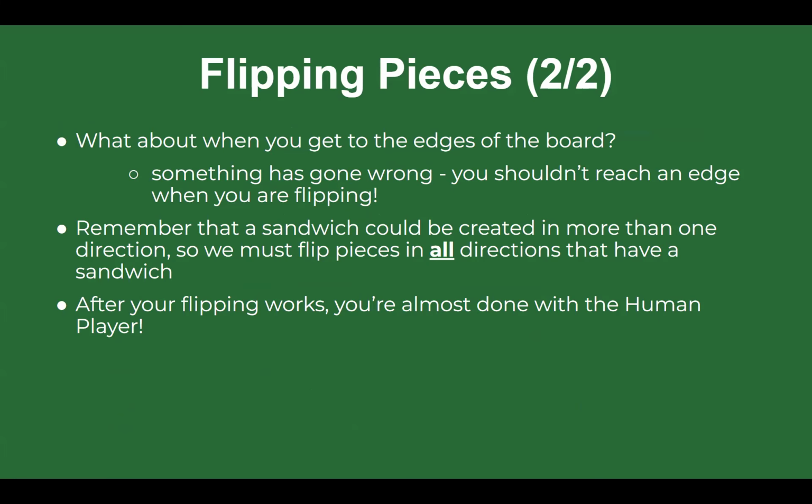What about when you get to the edge of the board? You shouldn't get to the edge when you're flipping because there's always going to be a piece of your color on the other side of a sandwich. So you've got to remember that a sandwich could be created in more than one direction, and you have to flip them in all directions that have a sandwich. And as far as the edge thing goes, just be careful with that. And after your flipping works, you're pretty much done with the human player aspect of Othello.